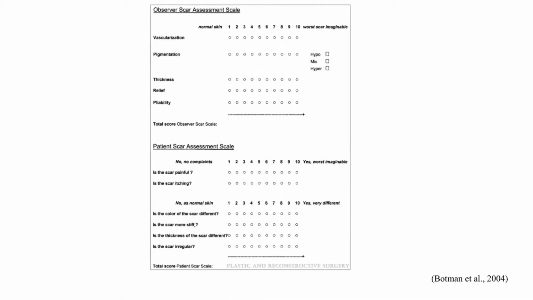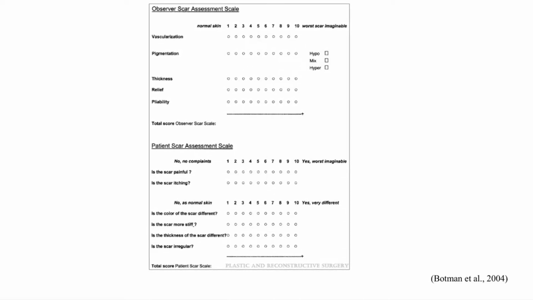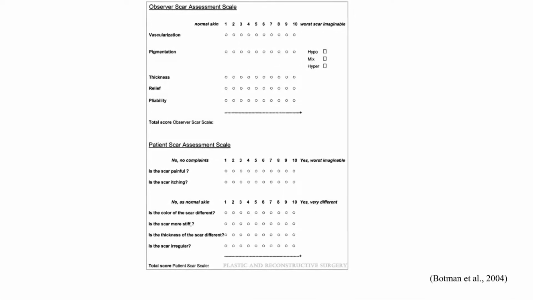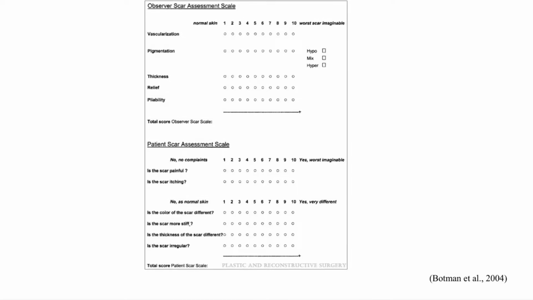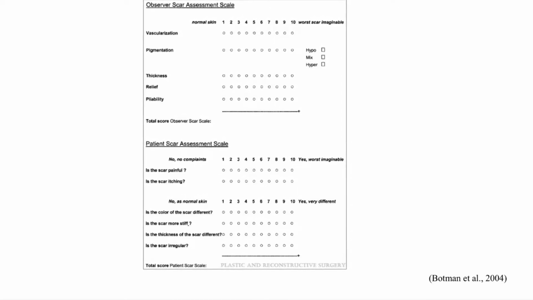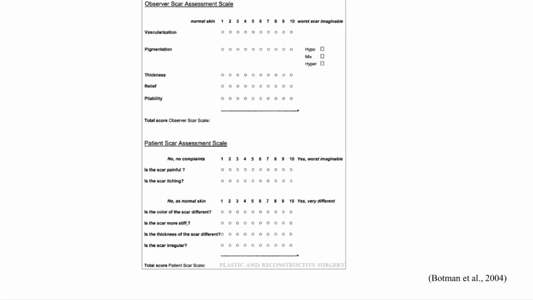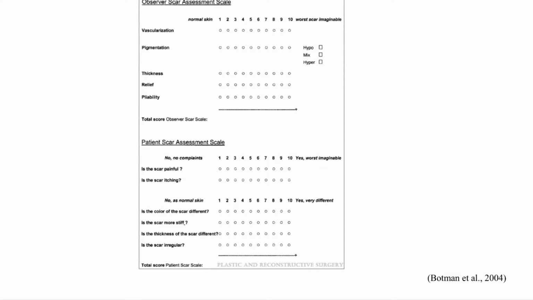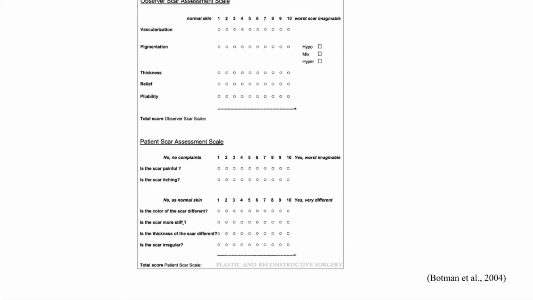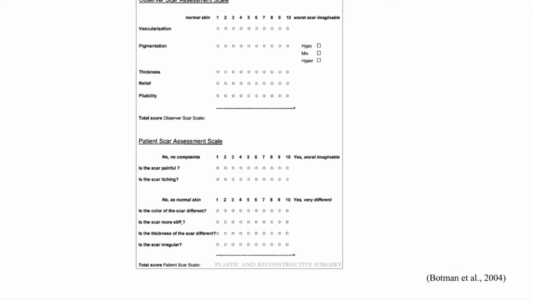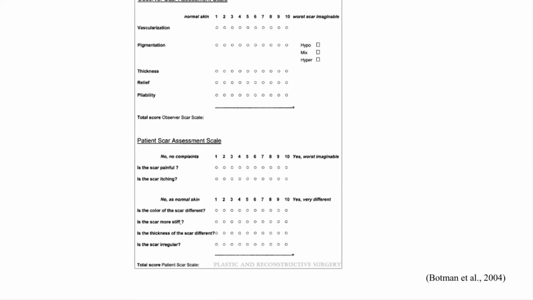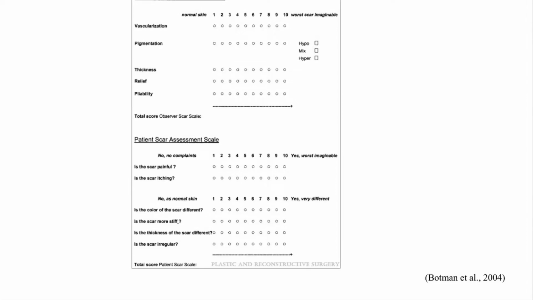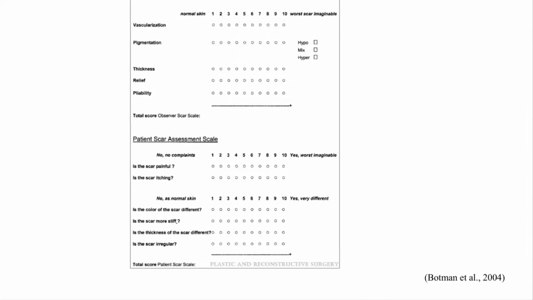For the patient portion, you can see that there are 2 different categories, with one category having 2 questions and the other category having 4 questions. For the 2 questions, the scale of 1 to 10 ranges from a 1 being no complaints, and a 10 being yes, worst imaginable. For the second portion, a 1 means no, as in normal skin, and 10 as in yes, very different. There is also a section for the total score to be determined for the patient portion, which would range on a scale of 6 to 60, depending on the severity of the individual's scar.